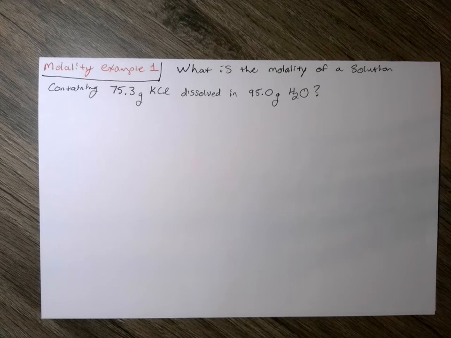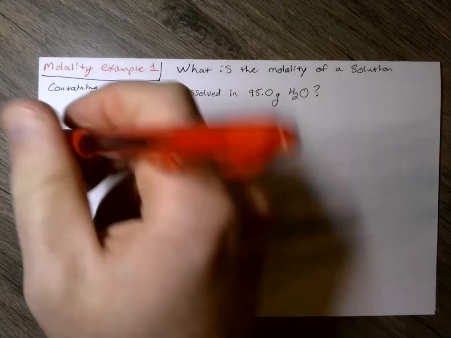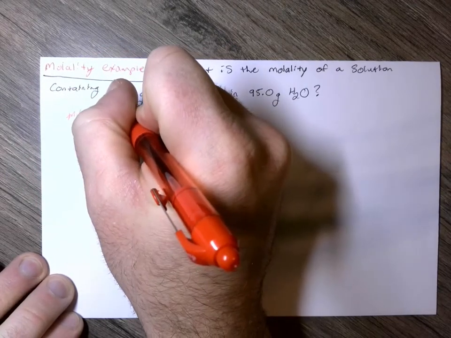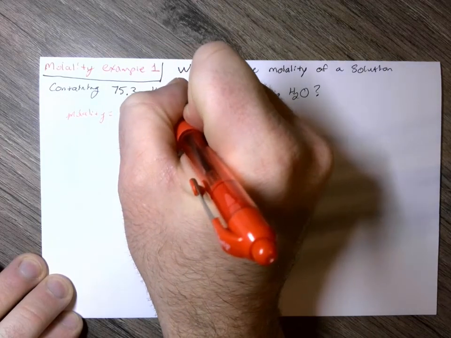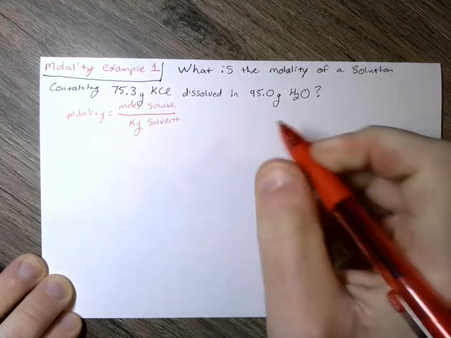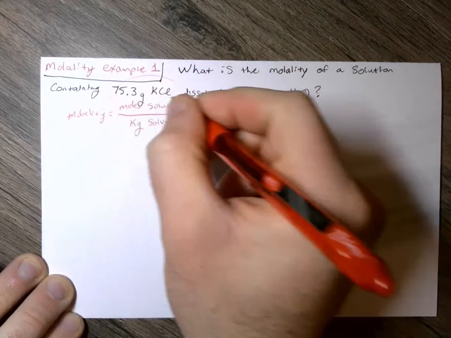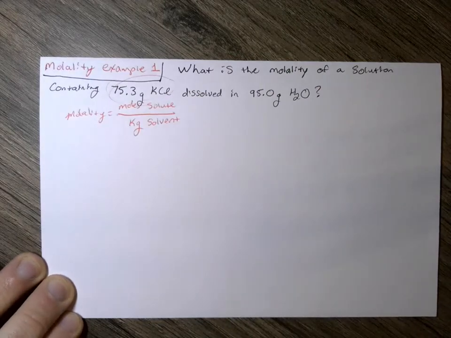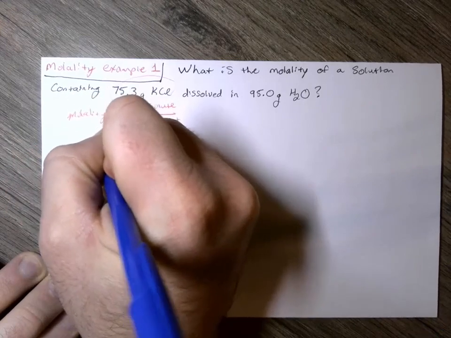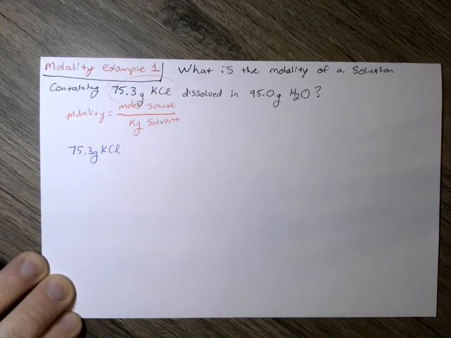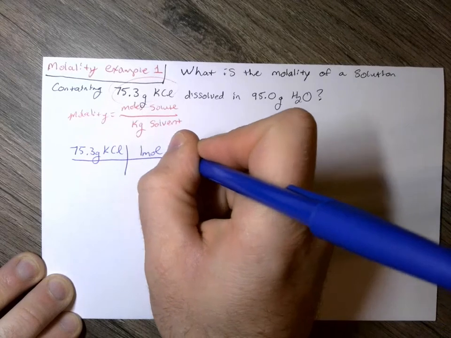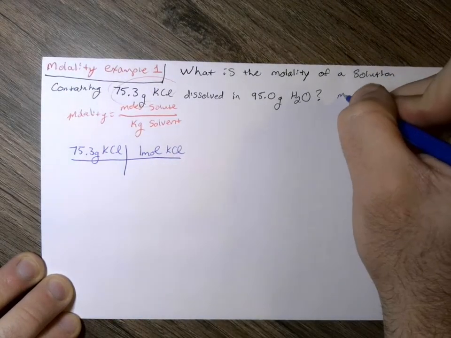So if you recall, we have molality is equal to moles of solute per kilogram of solvent. So that means I need moles of my solute, in this case 75.3 grams of potassium chloride. So I'm going to take my 75.3 grams of KCl, and then I'm going to convert that using molar mass to moles. So for every 1 mole of KCl, my molar mass, I'm going to calculate that over here.